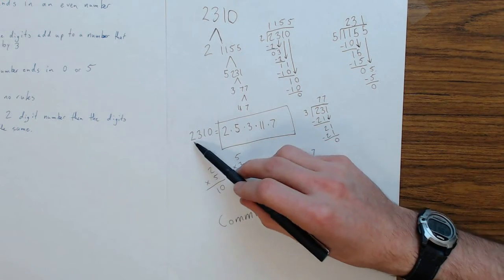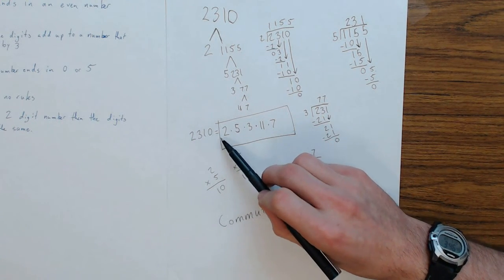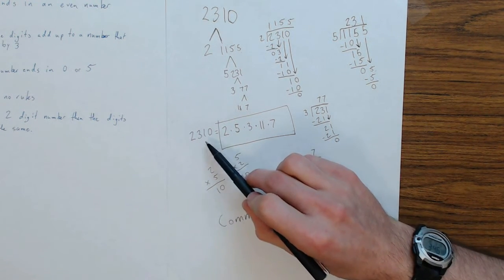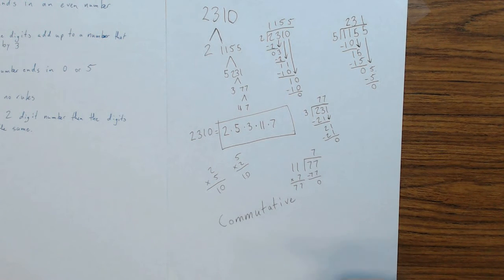So again, we started out with this large number. We factored it into its primes that when multiplied together will just bring us right back here. And it's going to be pretty useful in Algebra 1, Chapter 8, is what I'm told by Miss Smith.